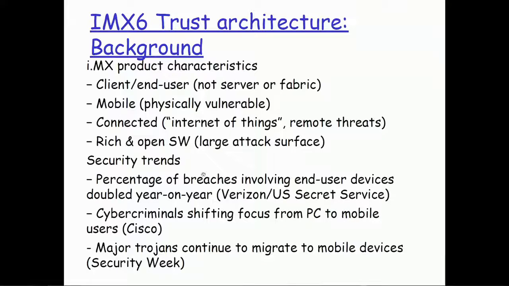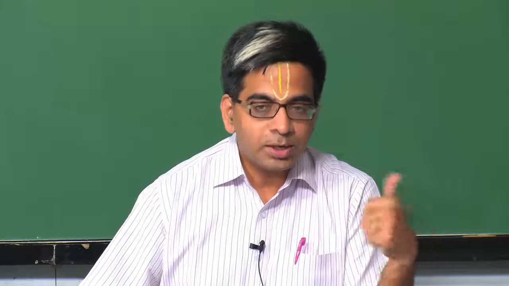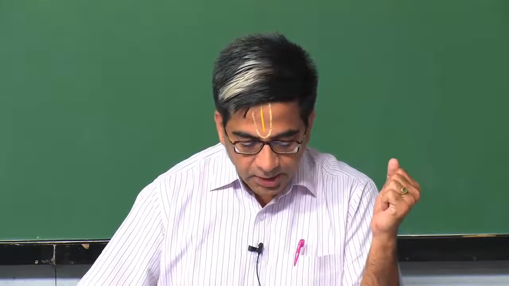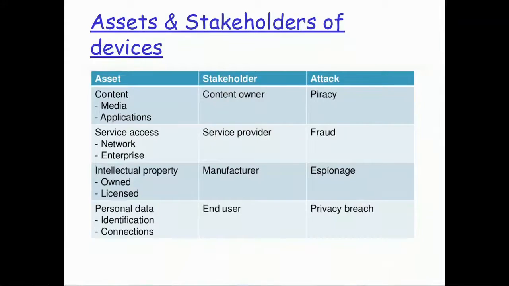So, what are the different security things that are happening? The percentage of breaches involving end user devices is doubling year on year, with cyber criminals shifting focus from PC to mobile users, okay, because the PC market anyway is down. Instead of having one mobile, people are starting to have two mobiles, right. So, more attacks can actually happen on more mobile devices right now as compared to standalone desktop PCs, right. Major Trojans continue to migrate to mobile devices. So, there are possibilities of Trojans and getting infected on a mobile device also, right.